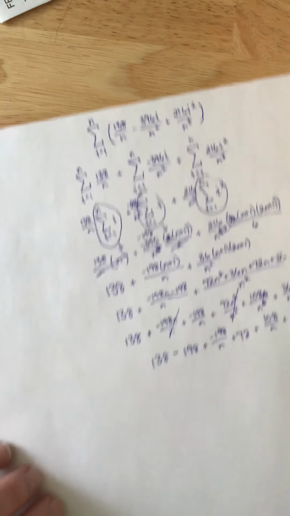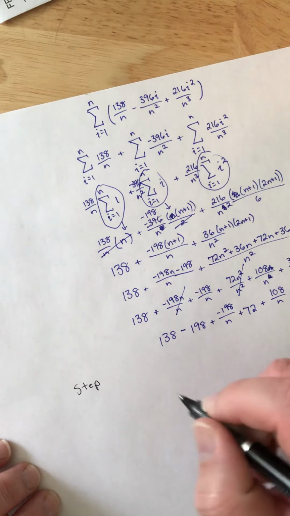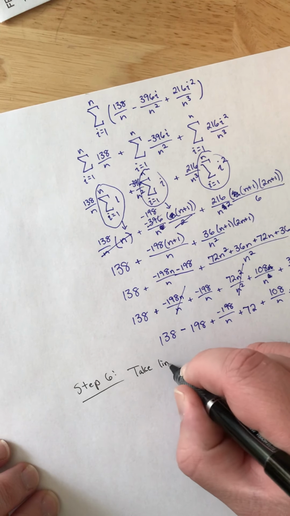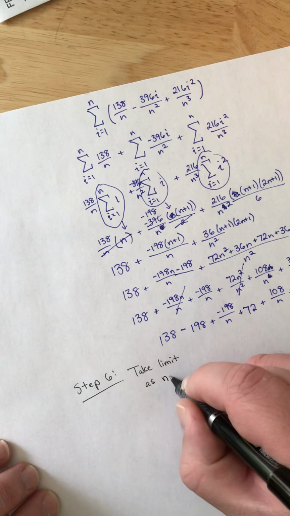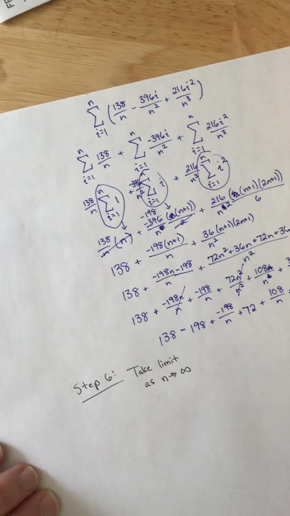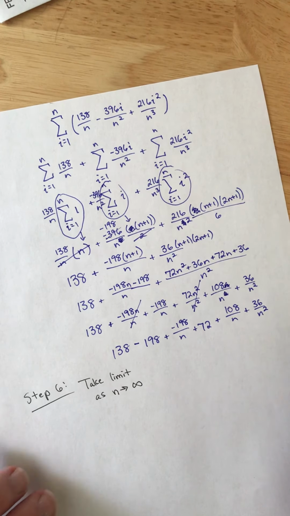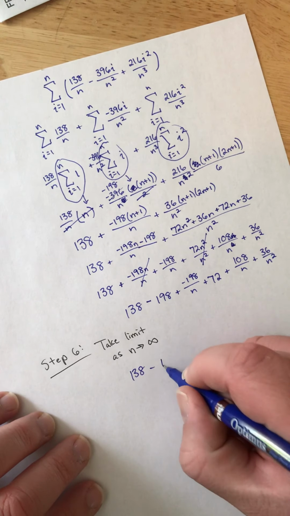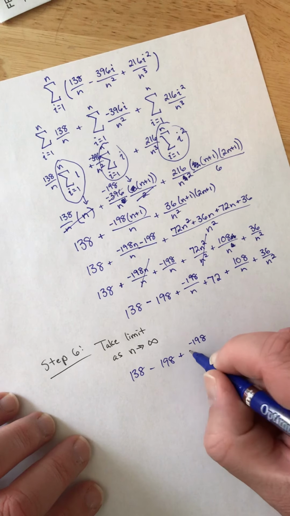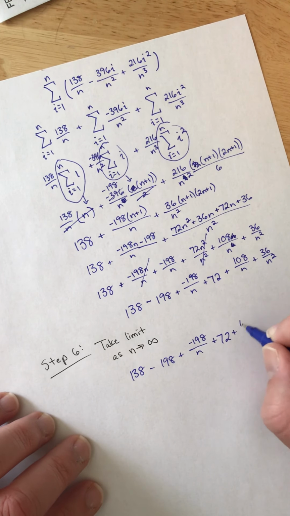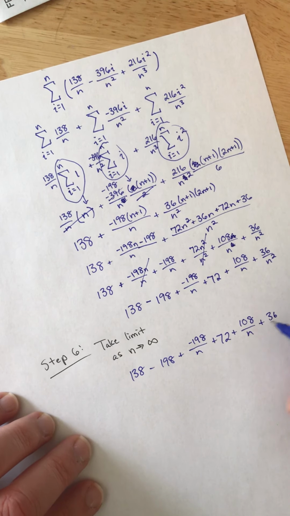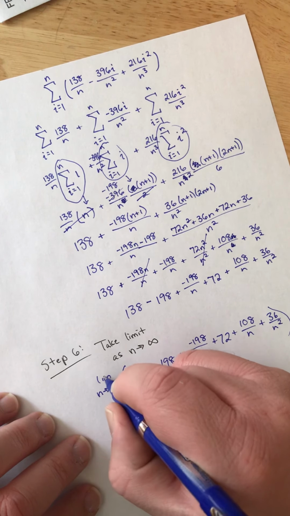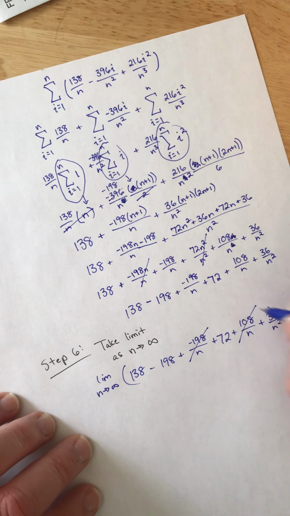All right, one more step. Okay, I'm on step 6. Step 6, take the limit as n goes to infinity. What's going to happen is everything that's over n is going to disappear. That means since I've got 138 minus 198 plus negative 198 over n plus 72 plus 108 over n plus 36 over n squared, if I take the limit as n goes to infinity of all that stuff, boom, it's gone. Boom, it's gone. Boom, it's gone.